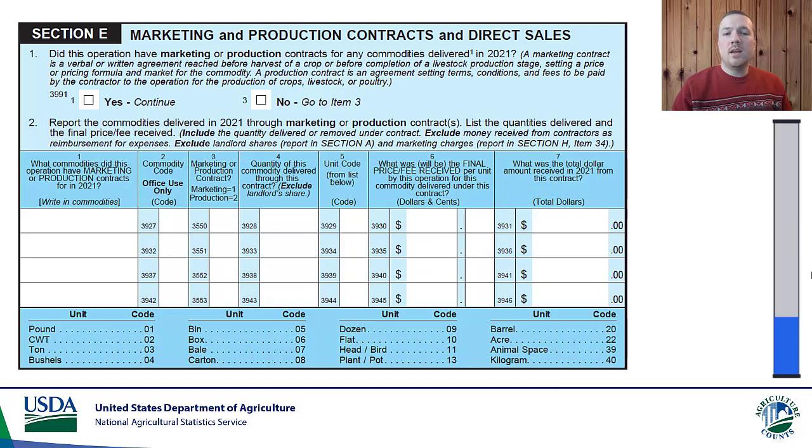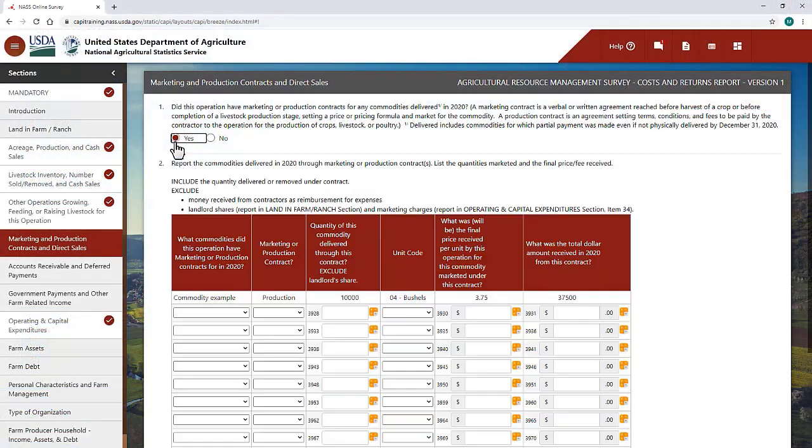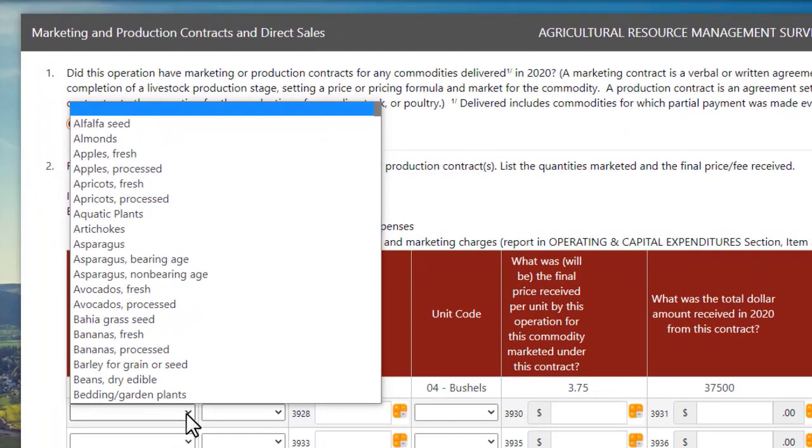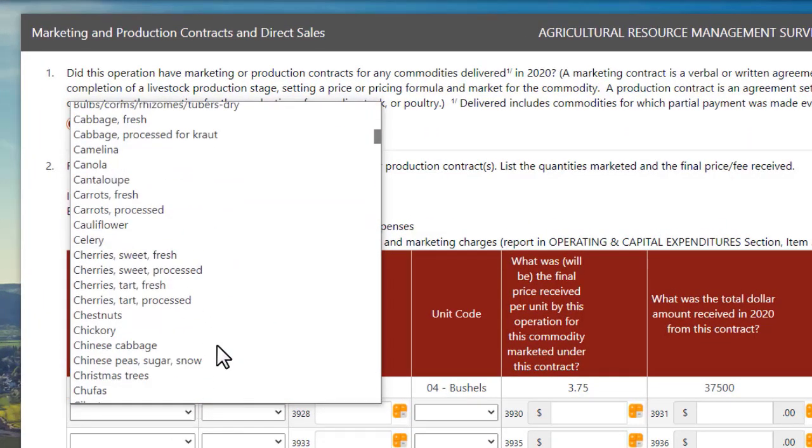So you've determined the contract was delivered in our reference year. Write a description of what the commodity is. Then refer to your respondent booklet to look up the code corresponding with that commodity. If you're entering this in CAPI, the commodity codes are automatically associated by using the drop-down menu. Be aware the drop-down menu is in alphabetical order.